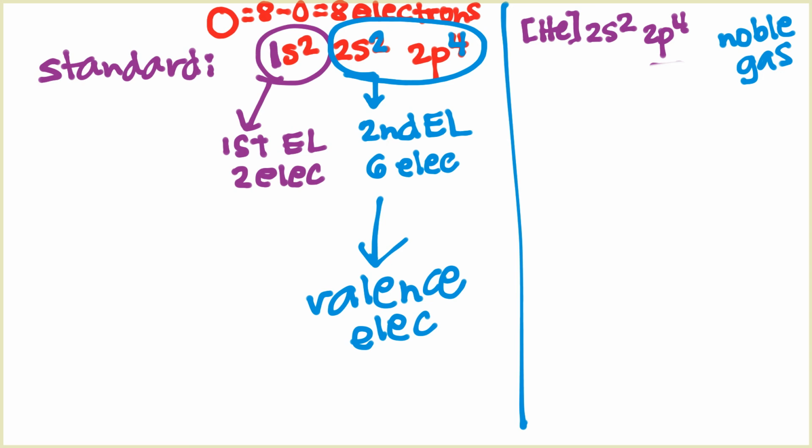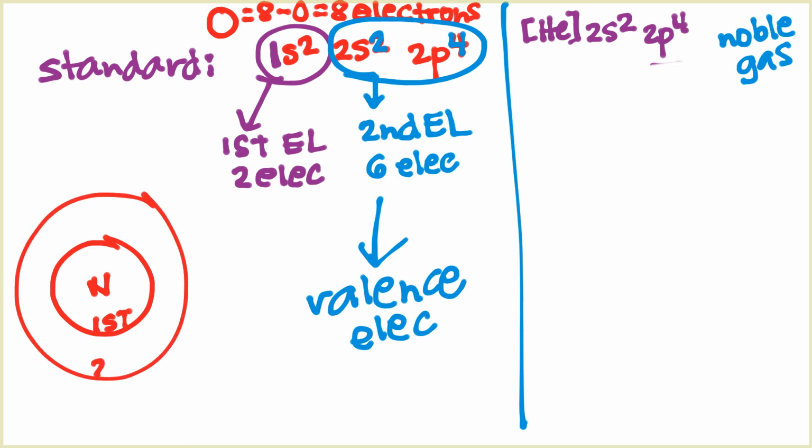Let's draw this. If you draw the Bohr model for this, this is the nucleus. You got 1, that's your first energy level. And you got 2, that's your second energy level. In the first energy level, you got 2 electrons, and in the second energy level, you got 6 electrons. And again, guys, this is called the Bohr model of the atom.